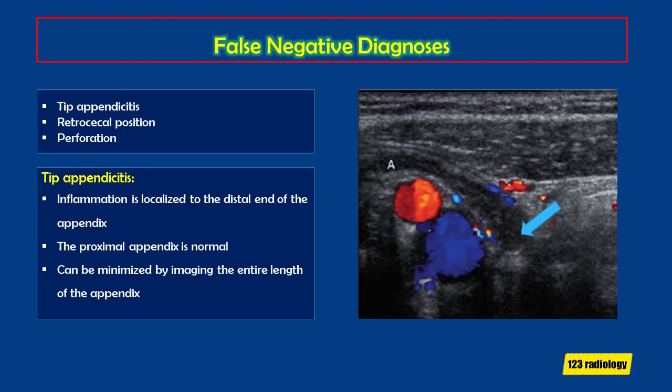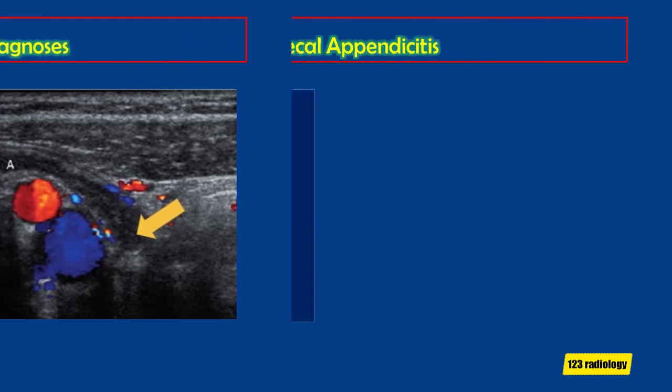As you can see in this case of acute appendicitis, the appendix is coming off the cecum, the proximal part of the appendix looks good. The inflammation starts in the tip of the appendix. Looking at the tip, it appears dilated, measuring about 8 mm, with increased echogenicity of the surrounding fat. So you should visualize the entire appendix.